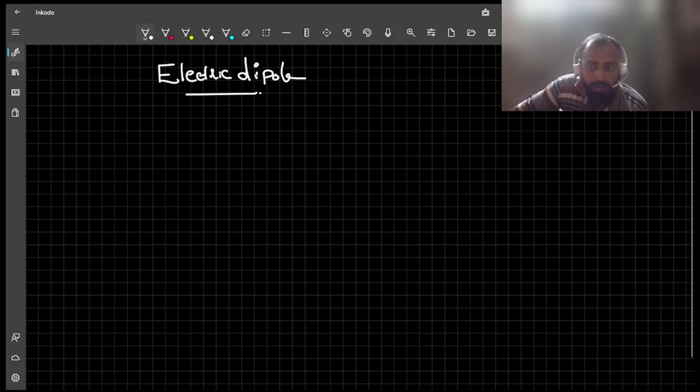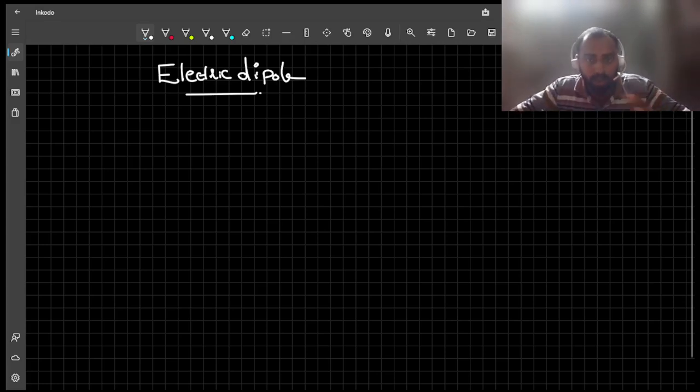Actually, this topic is very important in board exams as well as competitive exams, because we can expect some questions in the board exam. We can expect some essay questions or 4 to 5 mark questions, and in entrance exams also we can expect one question on electric dipole. So without wasting time, I am going directly to the topic, electric dipole.